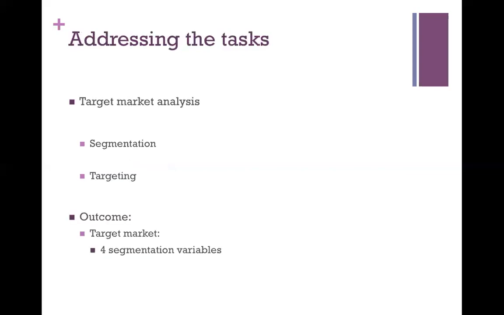Now the next one is target market analysis. There are two things in here: segmentation and targeting. The outcome of this analysis is basically the target market. I believe everybody is working on the business to consumers category. Therefore, please use the 4 segmentation variables: the geographic, demographic, psychographic, and behavioral. I do not recommend you to discount any of them because they come as a package.